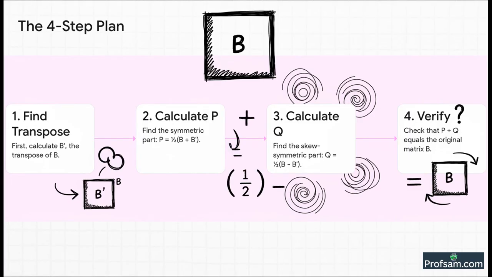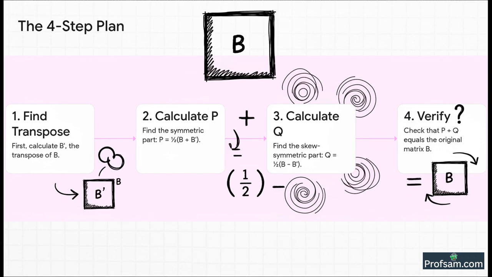Step 1, we find the transpose of B, that's B prime. Step 2, we use our magic formula to calculate the symmetric part, P. Step 3, we use the other formula to calculate the skew symmetric part, Q. And finally, step 4, the final check. We add our P and Q together to make sure we get our original matrix B back. It's a great way to know if you got the right answer.